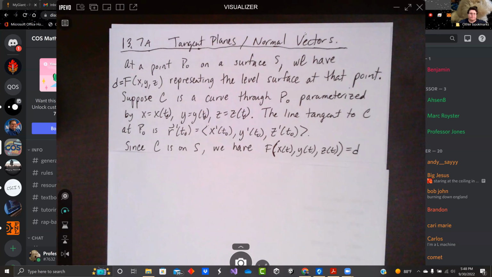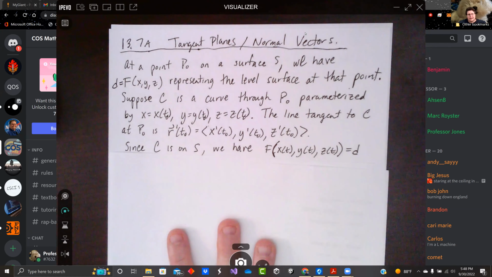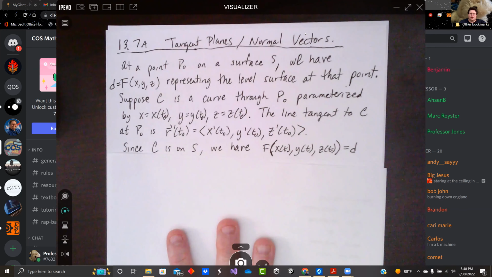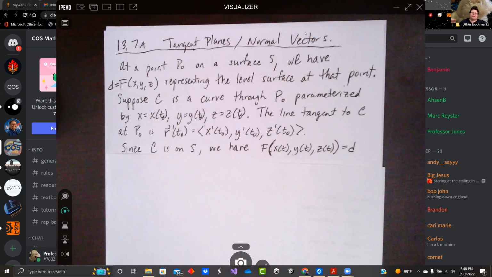Let's take a look. So we've got some surface S, and we've got a point P naught on that surface. We'll say the surface S is represented by some function of X, Y, and Z, and it'll represent a level surface at that point. So the surface is constant there, and that will equal D. Suppose C is a curve through P naught. So we've got some curve going through the point on the surface, and we'll parameterize it using X of T, Y of T, and Z of T.